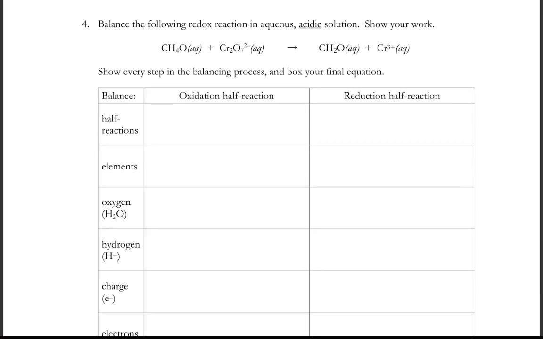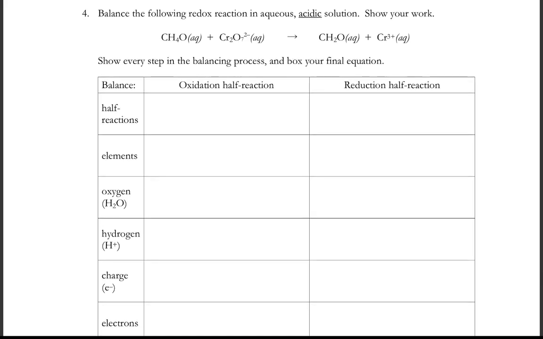And the next one is you're given a redox reaction, CH4O plus Cr2O7 2 minus, forming CH2O plus Cr 3 plus. So what you're going to do is run through those balancing redox reaction rules that we went through, steps 1 through 7, to balance this reaction. So first, separate it into the two half reactions. Of course the carbon containing compounds are going to be one of the half reactions, and the chromium containing ones are the other.